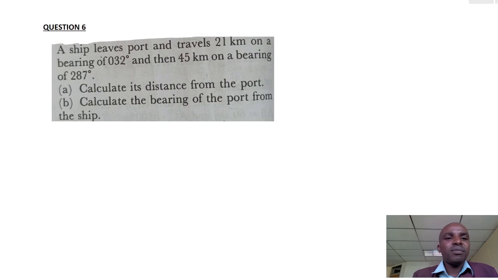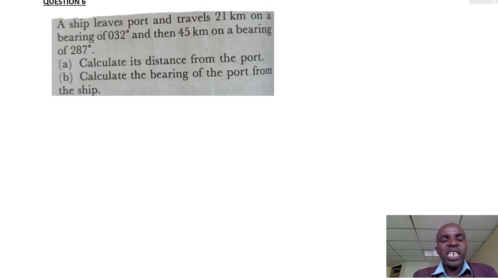Question number 6. This one looks the same, so I'll just draw the diagrams, then explain something. Question number 6 says a ship leaves port and travels 21 kilometers on a bearing of 32 degrees and then 45 kilometers on a bearing of 287 degrees. Calculate its distance from the port. Then part B, calculate the bearing of the port from the ship.